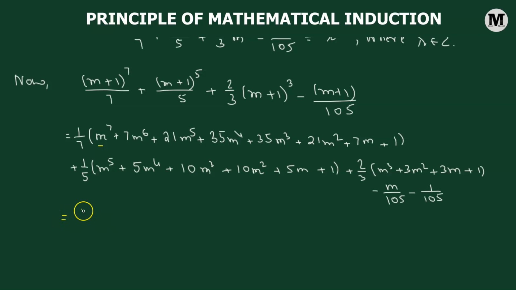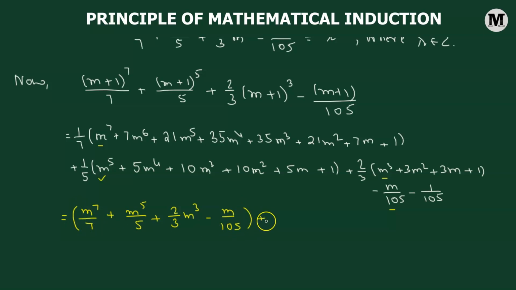We'll have m raised to the power of 7 divided by 7. Then we'll take the next first term from the second expansion of (m+1) raised to the power of 5 over 5. We'll have m raised to the power of 5 whole divided by 5 added to. Now we'll take the first term of the third expansion, so that's going to be 2/3 multiplied to m cubed. And then we take the first term of the last expansion, which is negative m over 105. So this is going to be one single term.